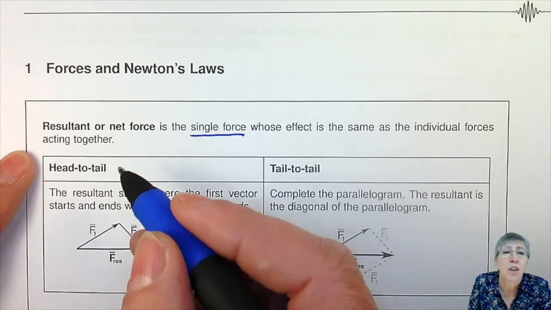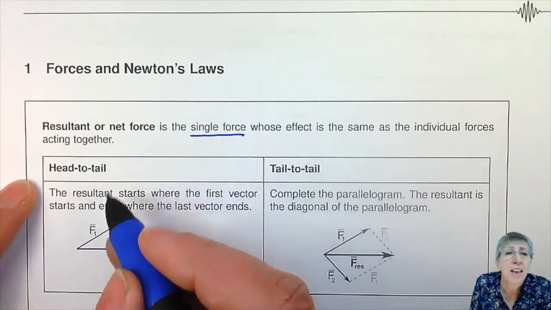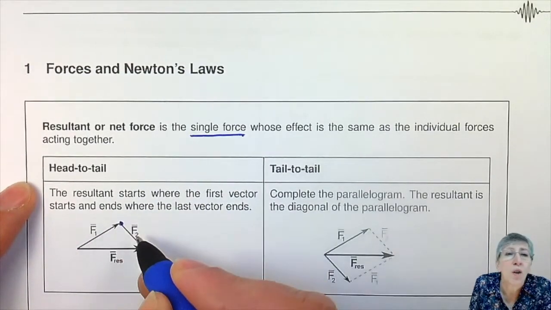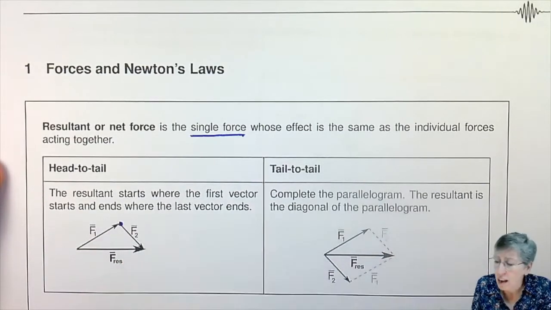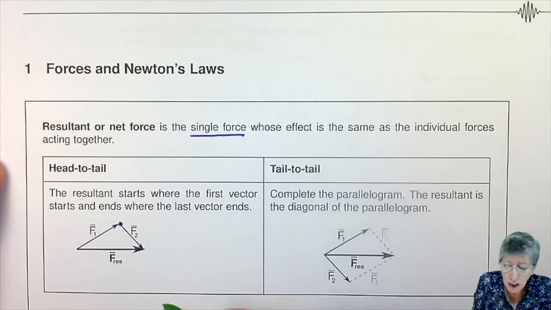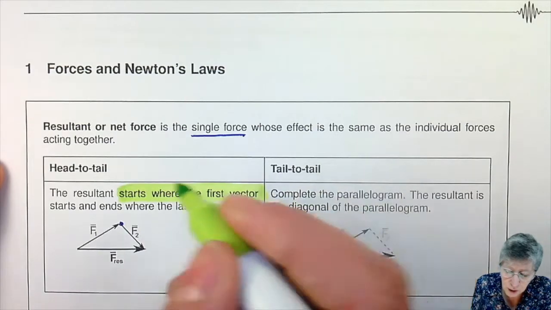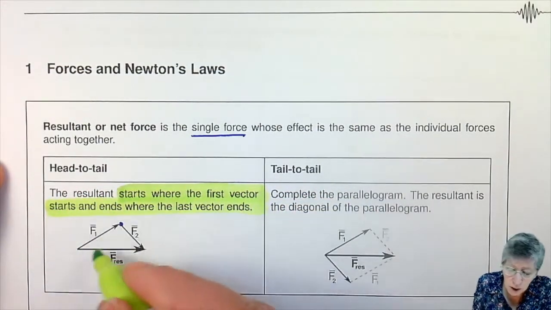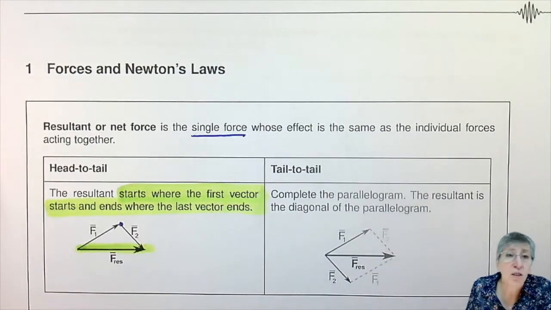And to do that, we are going to use either the head-to-tail or the tail-to-tail method, right? Now, with head-to-tail, if you look at this one over there, you will see we draw them one after the other. So you draw the magnitude and direction and then the other one. And then what's very important is you need to know how to get the resultant. And here, the resultant starts where the first vector starts and ends where the last vector ends. So if you look at this diagram, the first one starts over here and the last one ends over there. So there you've got your resultant force.